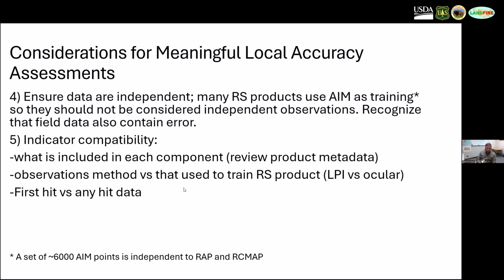So these products also vary in definition. What is included in each component? What, for example, where do cacti go? I can say in RCMAP they go in the shrub component, which is not ideal. It might be handled differently in RAP. It might be different in LANDFIRE as well. Basically, what is included in each component is going to be an important consideration, and all of that should be provided in the remotely sensed product observation. Talked through that a little bit, the first hit versus any hit data.